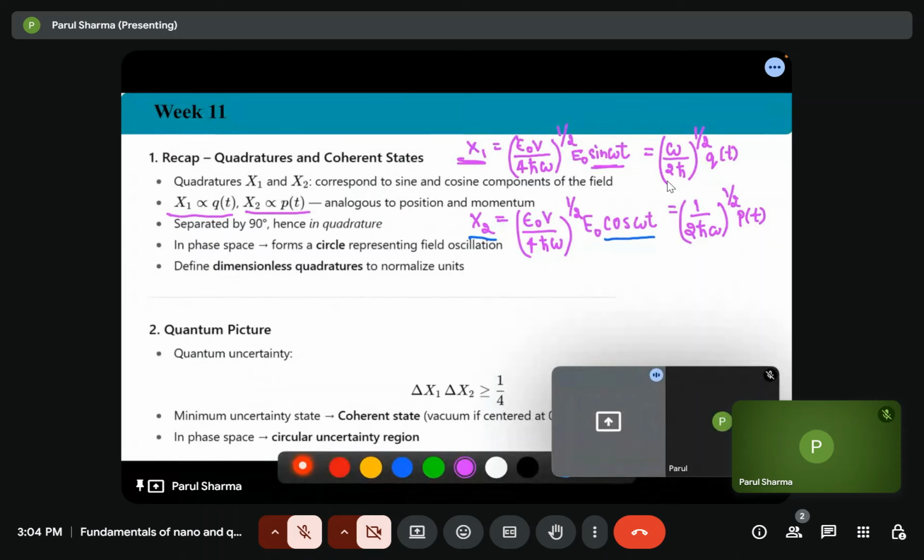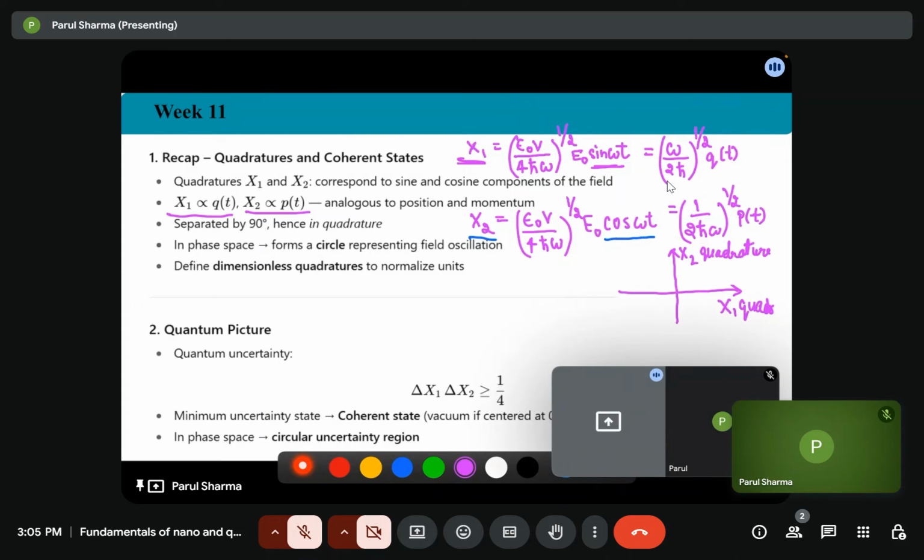And so when we plotted it, we saw that this is the x1 quadrature, this is the x2 quadrature, and these are separated by 90 degrees. Hence, we can say it's a quadrature.